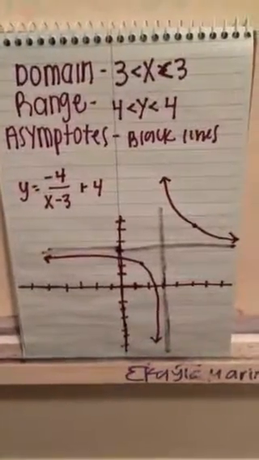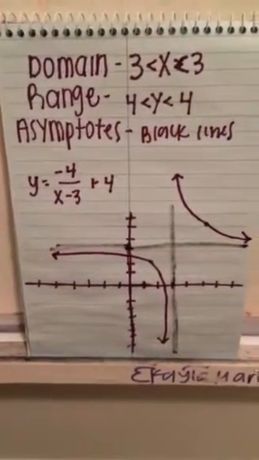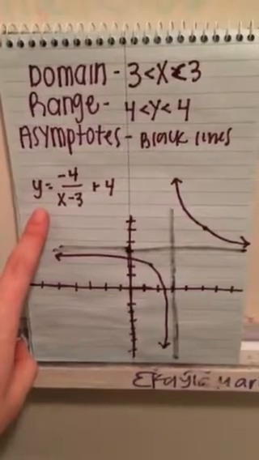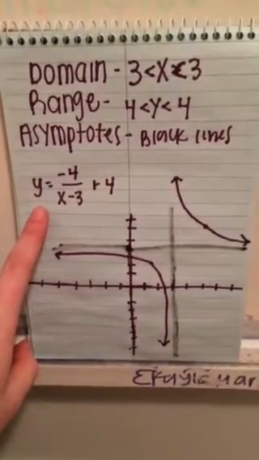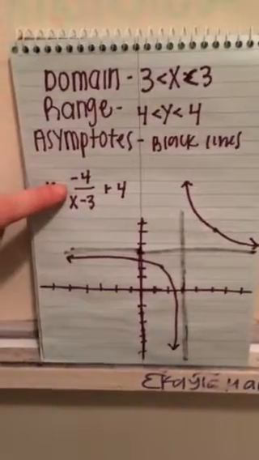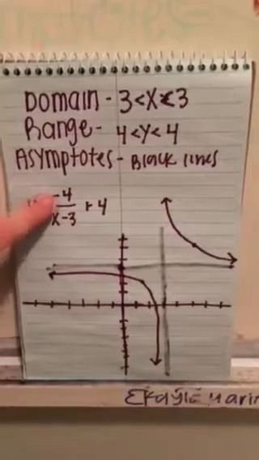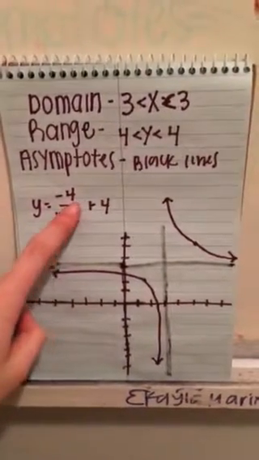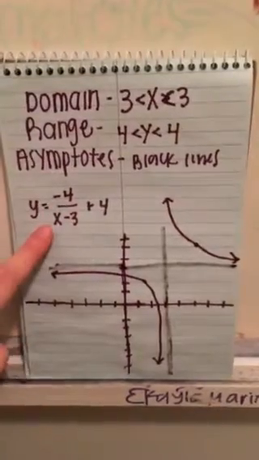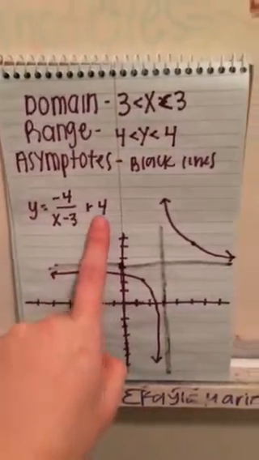I had the parent function y equals 1 over x. My new function is y equals -4 over x minus 3 plus 4. So by this new function, I know that we're going to be doing a vertical reflection and a vertical stretch, since 4 is larger than 1. We're going to be moving right 3 and up 4.